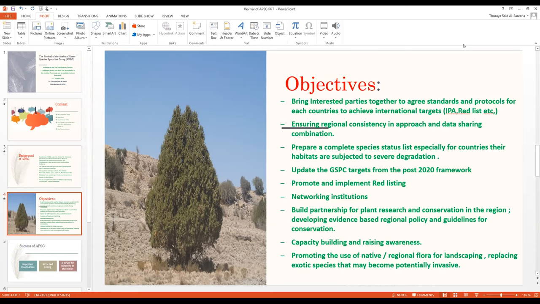for conservation. Also, it's very important to aim at building capacities and raising awareness on the importance of the conservation of the plants and the threats that are facing the plant species in the region. Promoting the use of native regional flora for landscaping, and also replacing exotic species that may become potentially invasive.